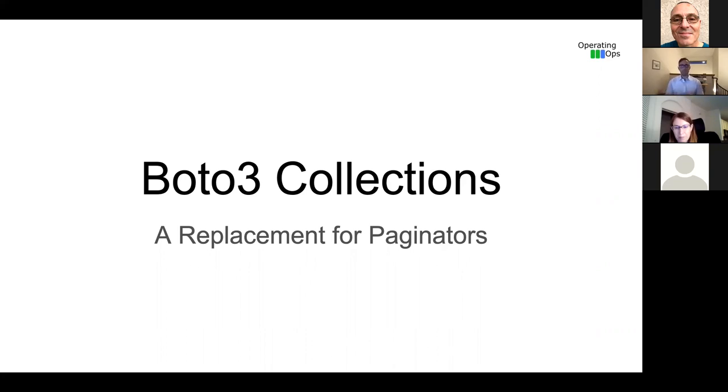Like all APIs, or many anyways, it'll return lists of things, and sometimes those lists are long. And the old school way to handle that was paginators. We'll look at that first. And then there's a newer way, which I think is simpler, called collections.